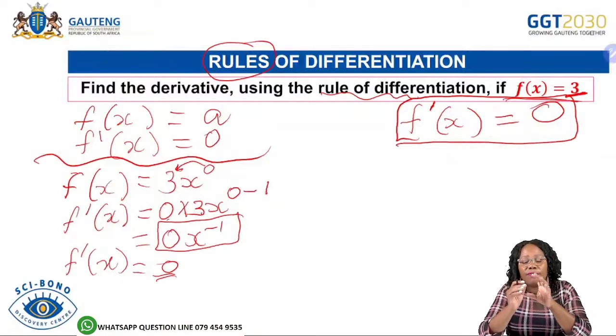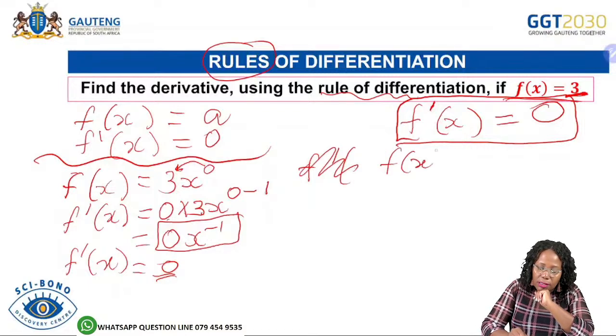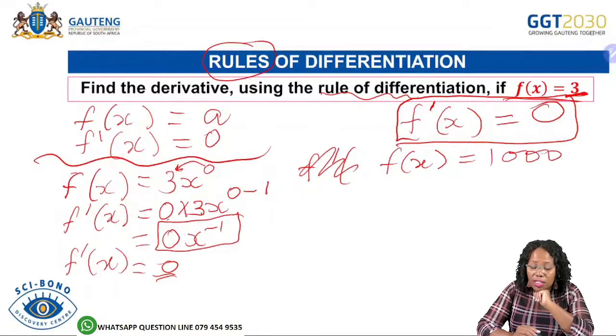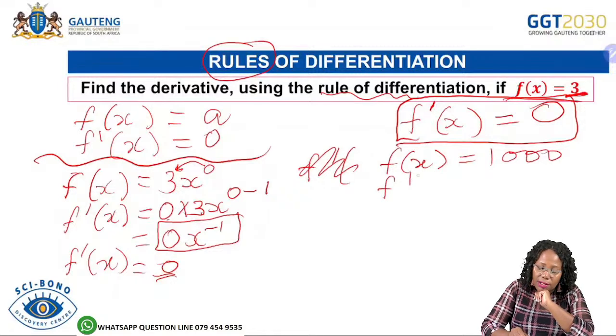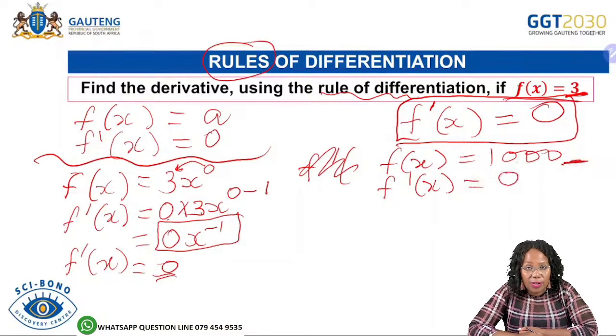So don't stress yourself, Grade 12. The minute you have a number without an x, all such numbers give you a 0. Even if I take a derivative, let's say we have f of x equals 1000, and they say to you determine the derivative of this using the rules, then the derivative of that number, it doesn't matter how big it is, as long as it doesn't have an x, the answer is 0 for all those conditions. I hope we are clear on this one.